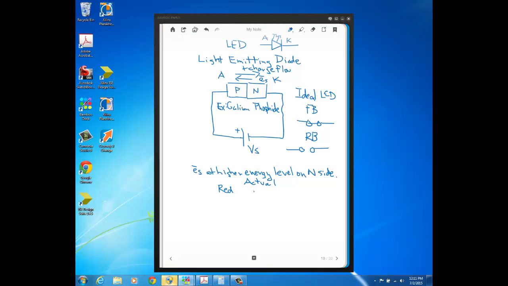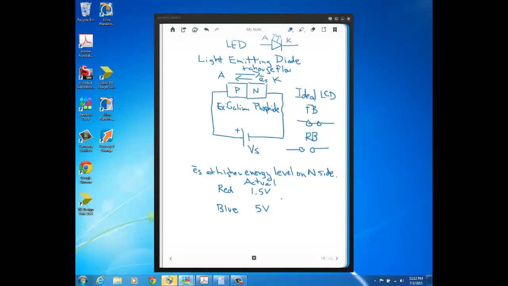For example, a red LED has a forward bias voltage of about 1.5 volts. A blue LED is about 5 volts. When you buy an LED, the data sheet that comes with it will tell you what the forward bias voltage drop is.